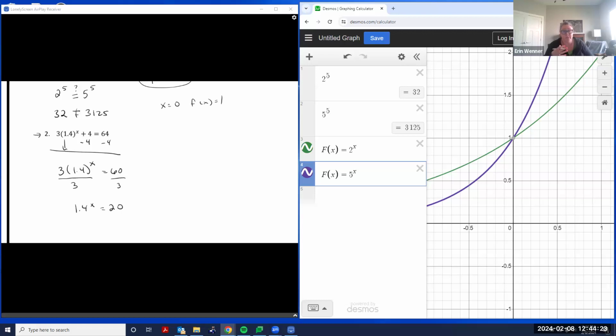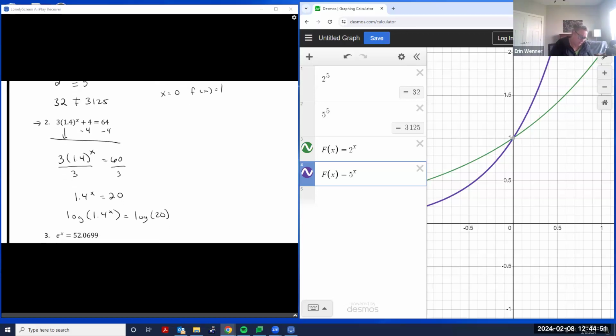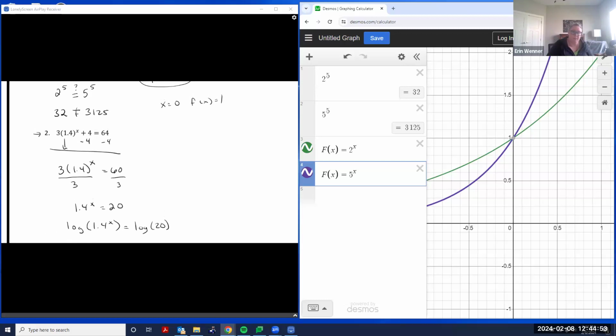Now, from an algebra standpoint, we have an exponential function that we need to undo, right? And in order to undo exponential functions, we use the inverse, which is the logarithm, okay? So what I want to do here is take the log of both sides. So what that's going to look like is I'm going to write log of 1.4 to the x equals log of 20.